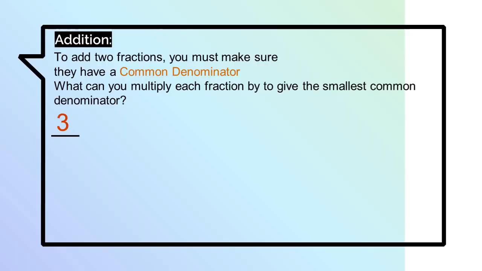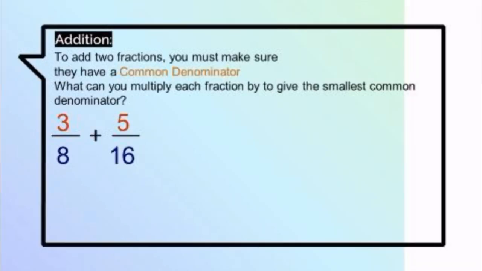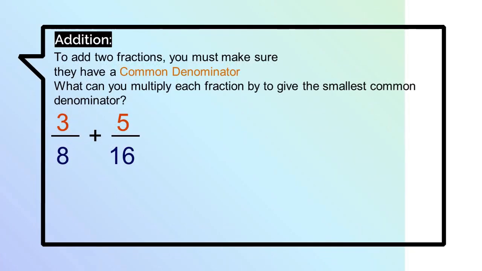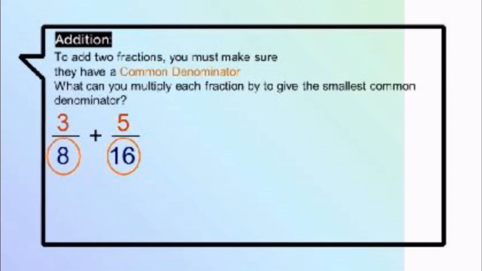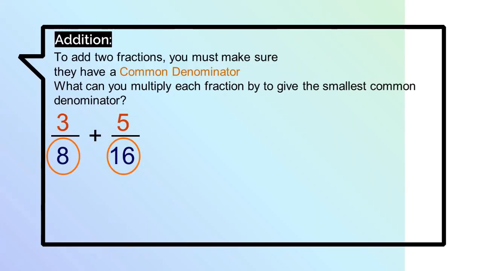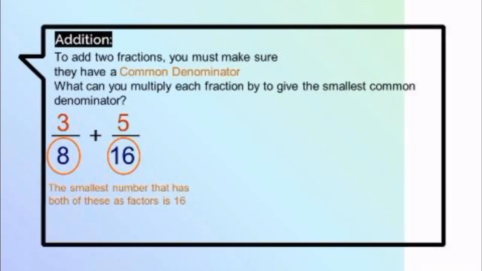Now let's have this example. 3 over 8 plus 5 over 16. What can you multiply each fraction by to give the smallest common denominator? The denominators are 8 and 16. The smallest number that has both of these as factors is 16.